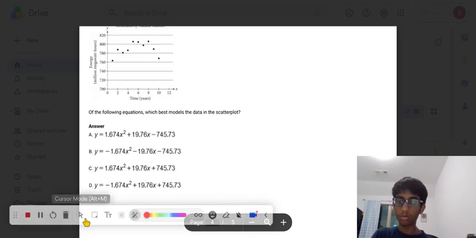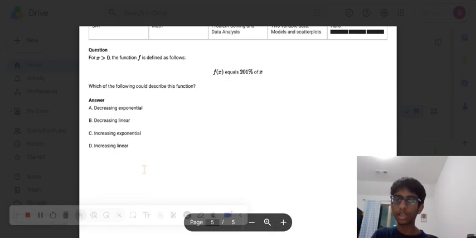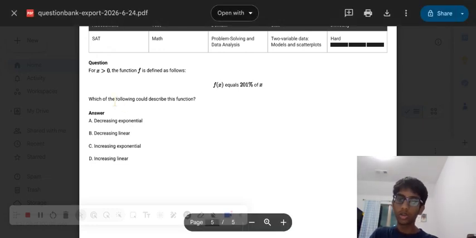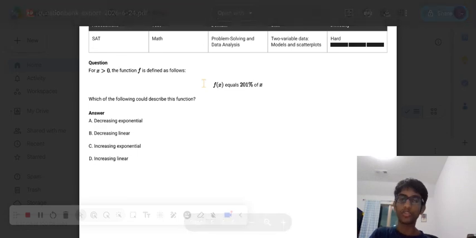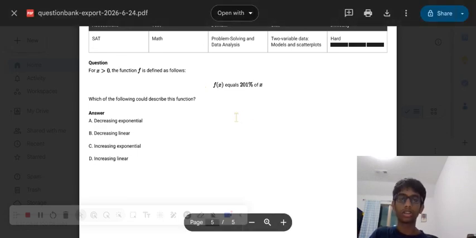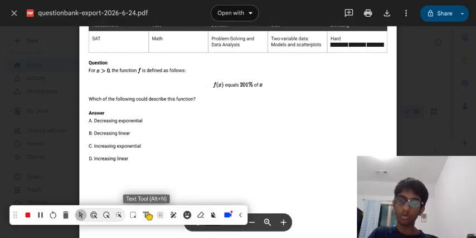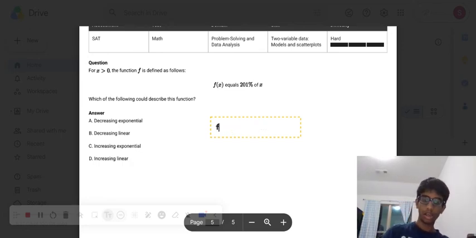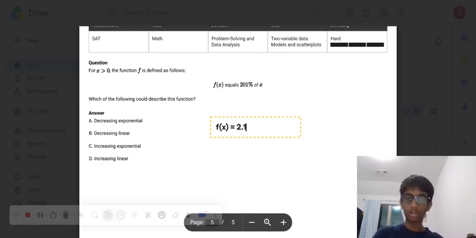Moving on to our last problem, what we have is for x greater than 0, the function f is defined as follows. Which of the following could describe this function? And the function is f of x equals 201% of x. So what we need to do is try and express this in terms of an equation. So f of x is equal to 201% of x. So 201% is 2.01, so 2.01 times x.